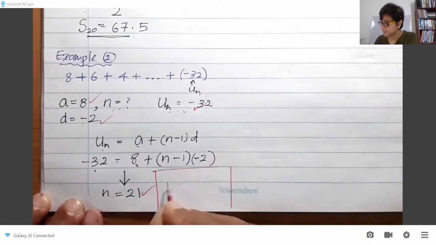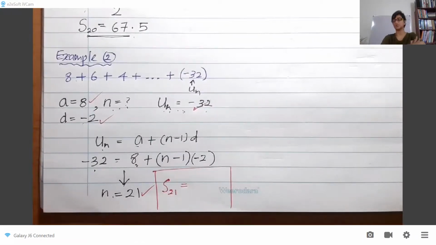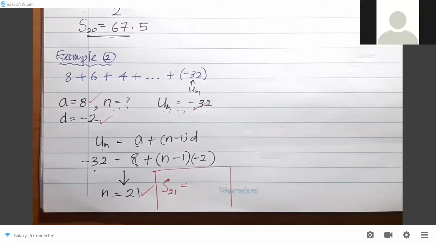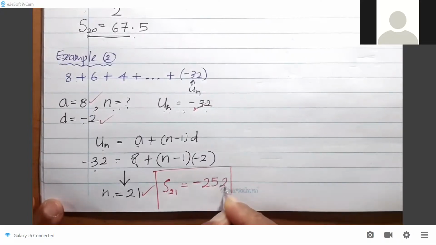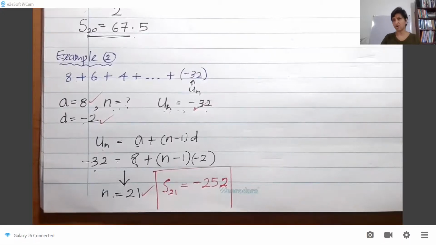So I will just write it here. What is S21 equal to? You're finding S21, the sum of 21 terms. Yes, I get minus 252. Yes. Okay. Now, would you have a worry that you got a minus answer?